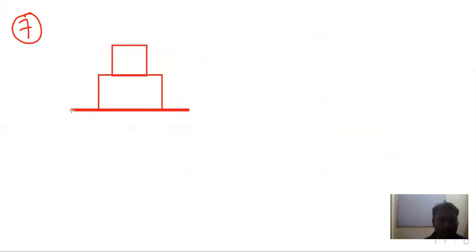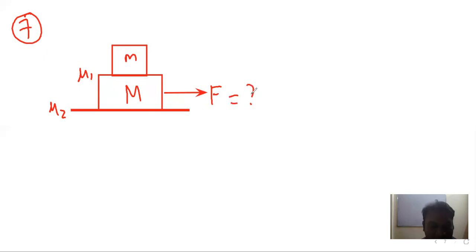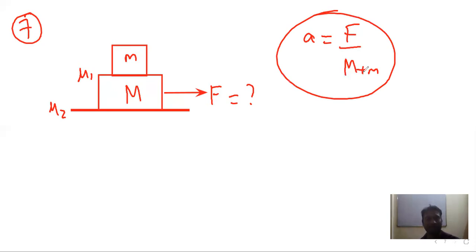Then the next question, the seventh question, we have two blocks. Both these blocks are kept on the horizontal surface. We have a force, capital F, which is applied on the block. This is small m, this is capital M. In this case, we are given the coefficient of friction between the two blocks as mu1, and the coefficient of friction between the ground and block M is mu2. What is the value of capital F so that both the blocks move without separation? That means static friction acts. First of all, the acceleration of the system will be F upon m plus M. So in this case, we have to find the value of capital F. Let us see how to find it.